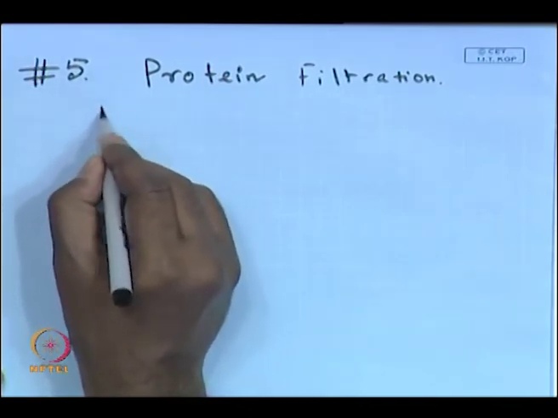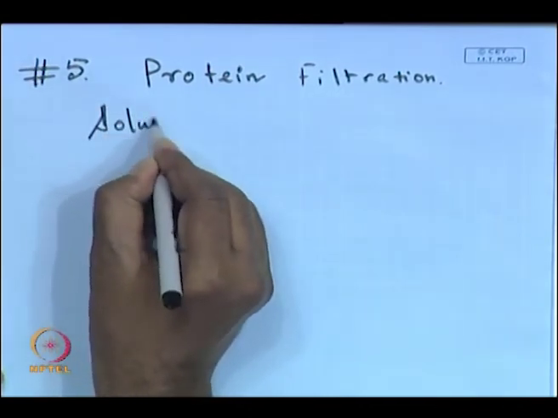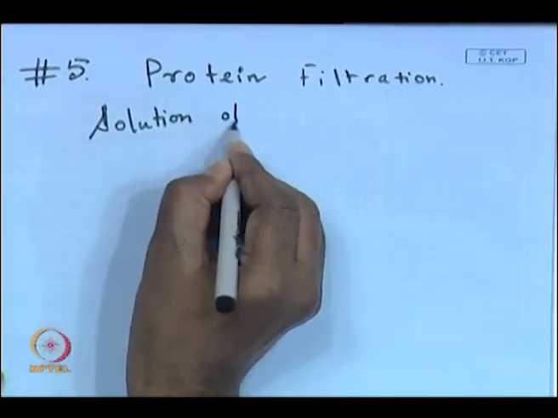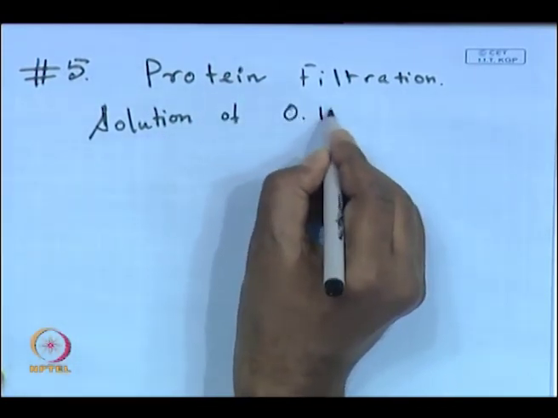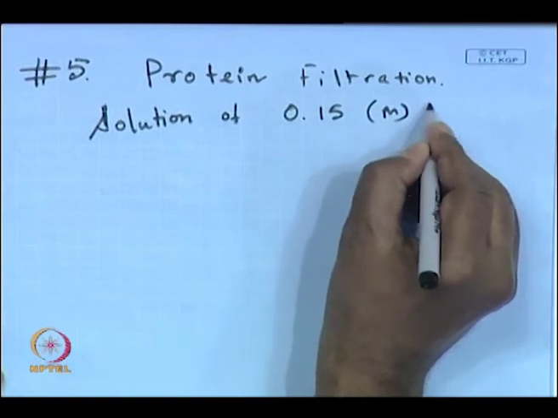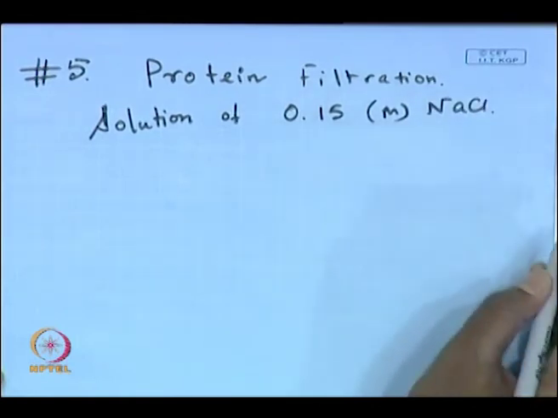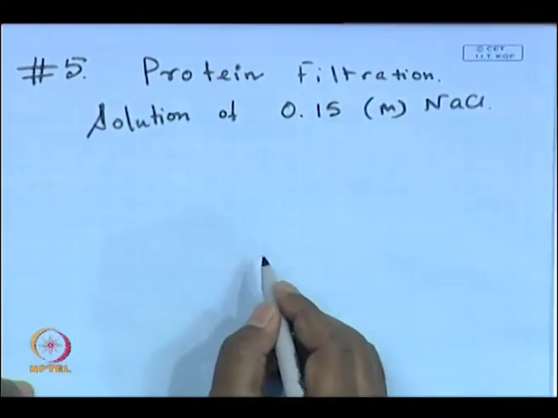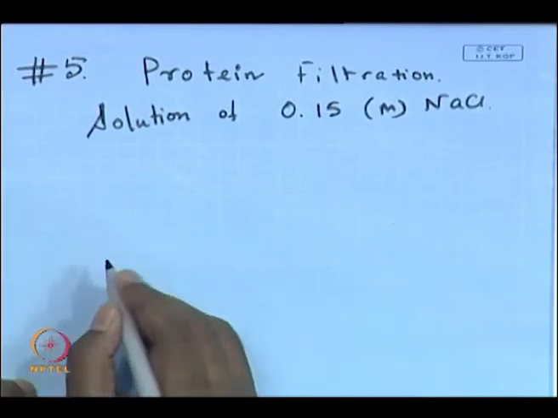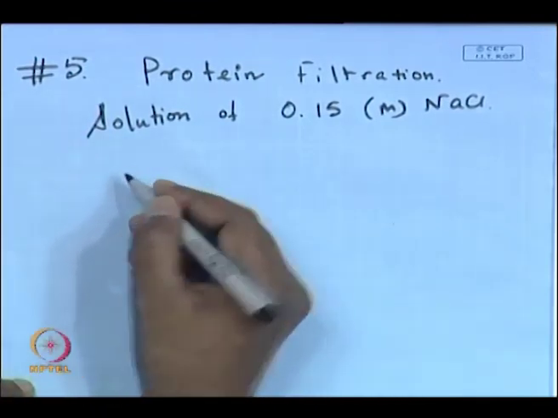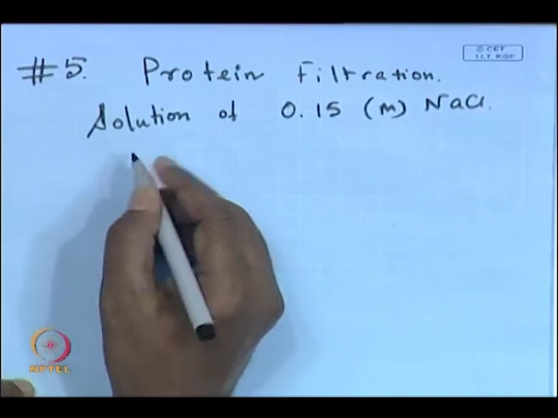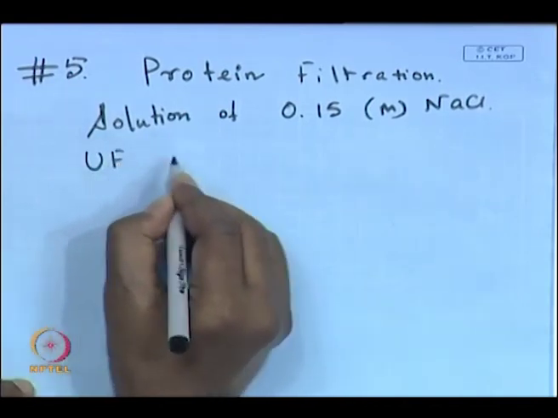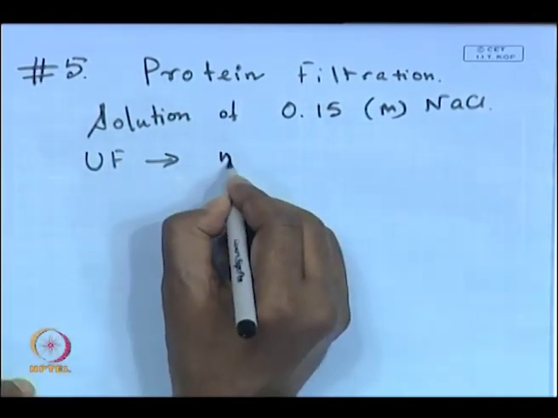We have a solution of 0.15 M NaCl. In the solution of 0.15 M NaCl, we have kept the protein solution. Okay. Now, this protein solution in 0.15 M NaCl is ultrafiltered in a rectangular channel.